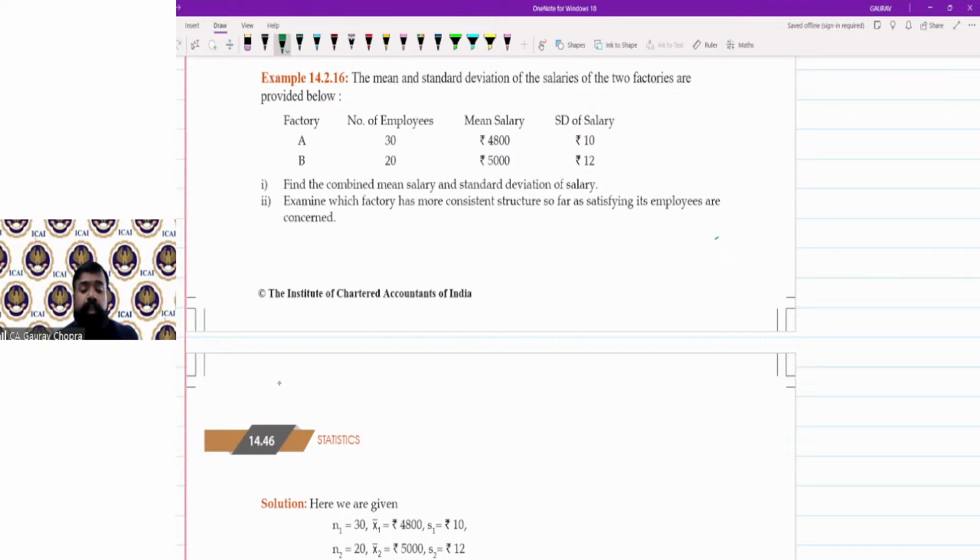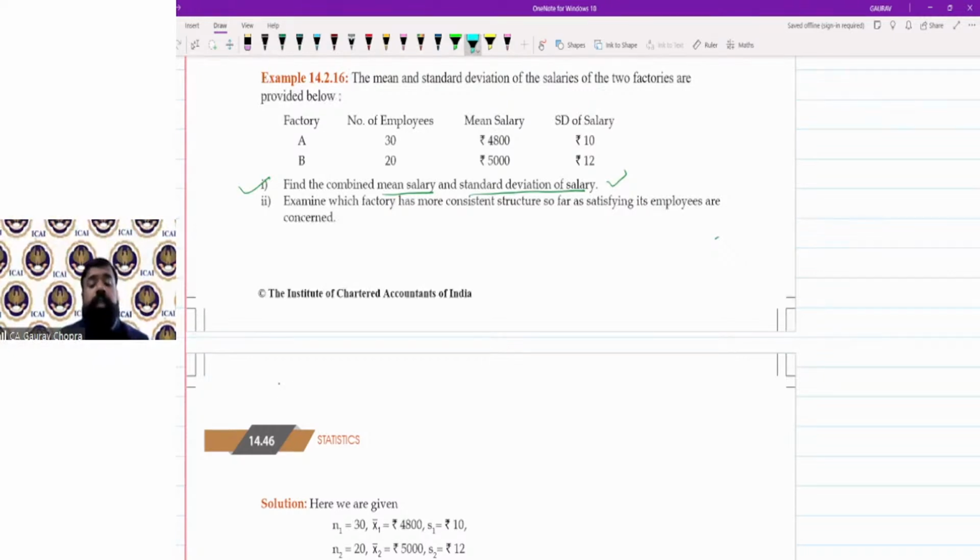Now, 16th one is similar. The question is given the mean salary, standard deviation of salary, and then number of employees. All these are given. The first part is asking to calculate combined mean salary and standard deviation of salary. This we can easily calculate. Okay. Now, what is the second point? What is the second question? Examine which factory has more consistent structure so far as satisfying its employees are concerned.